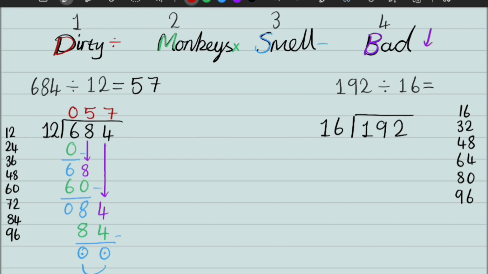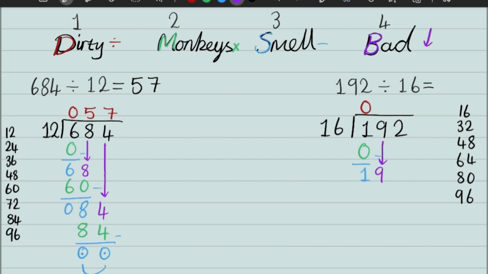So first step, dirty monkeys smell bad. What is 16 into 1? What is 1 divided by 16? That's right, it's 0. We can't have 16 going into 1. 1 is far too small. Next step, multiply. What was 16 multiplied by 0? 0. Dirty monkeys smell bad. Subtract. 1 subtracting 0 gives me 1 still. And I'm going to bring down the 9.